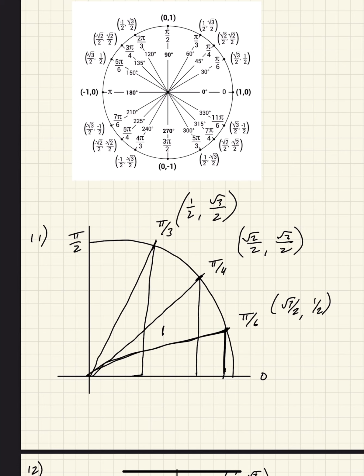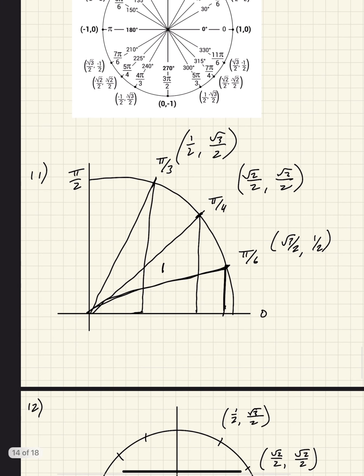Now, these values are kind of unknowns, right? Root 3 and root 2, they're just going to be like 1.4, 1.7, roughly. But these triangles should show us that 1/2 is going to be less than root 2 over 2, and that's going to be less than root 3 over 2. So, right, here's root 3 over 2, here's root 2 over 2, and then here's 1/2. And then similarly, here's root 3 over 2, here's root 2 over 2, and here's 1/2.